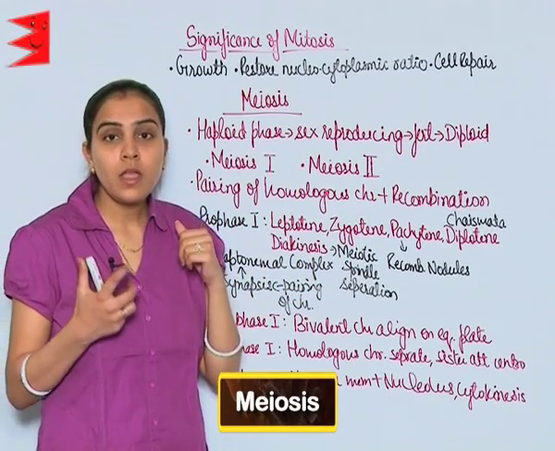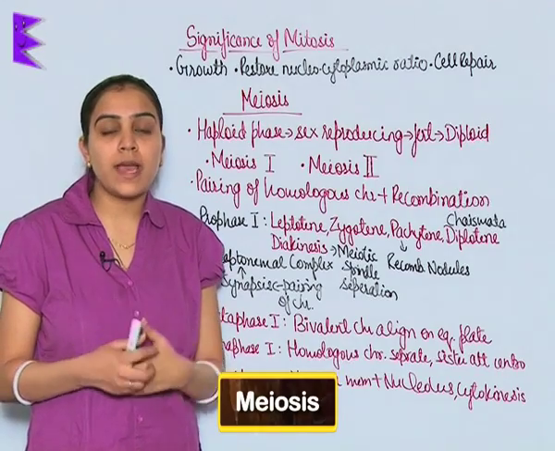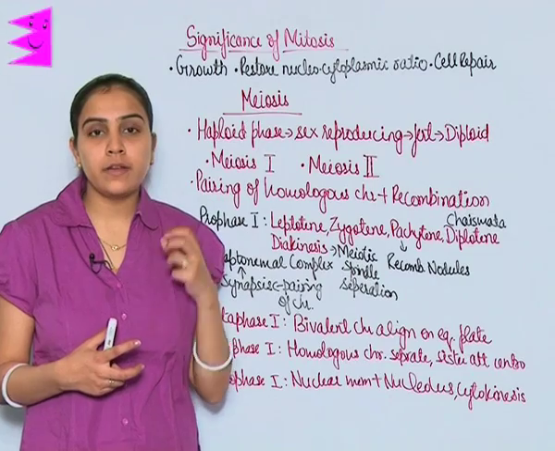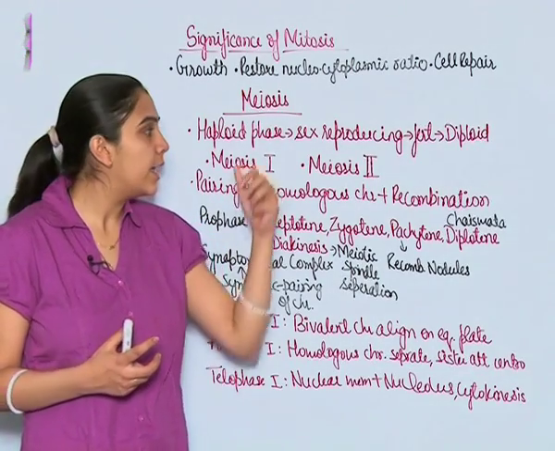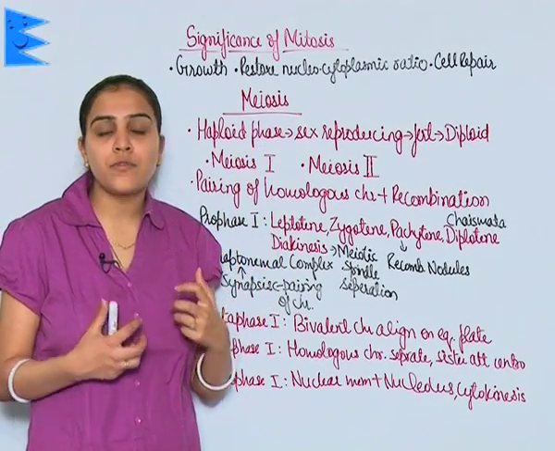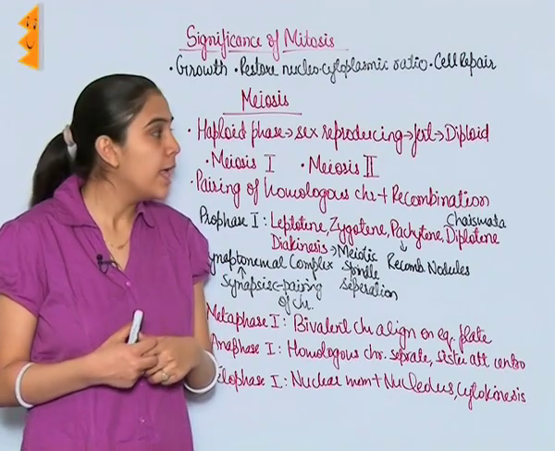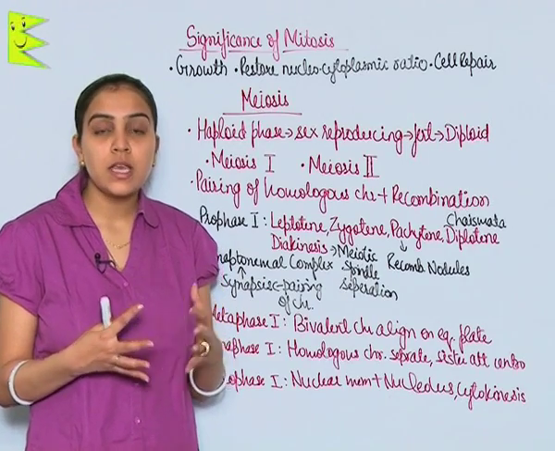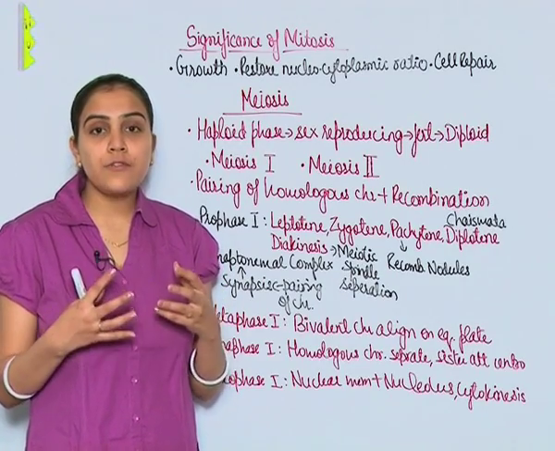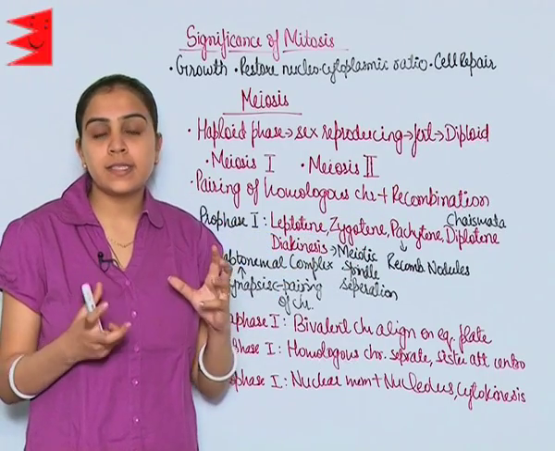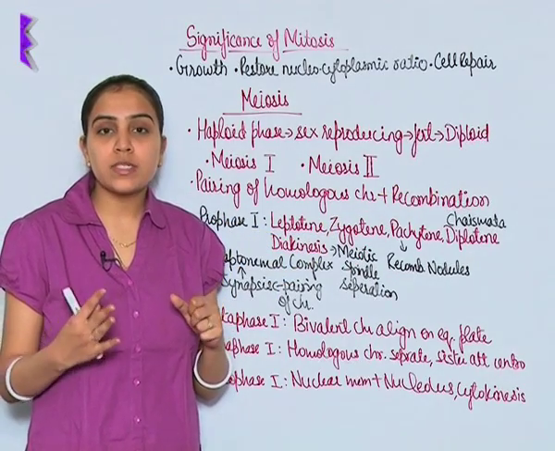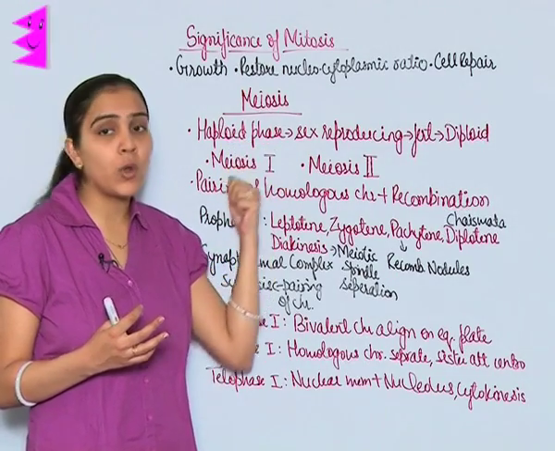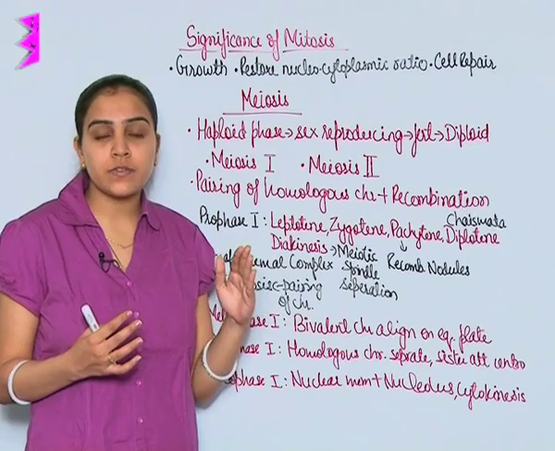Meiosis. Meiosis is also known as reductional cell division, as it helps in restoring and maintaining the haploid phase of the cell division cycle, because sexually reproducing organisms, when they fertilize, form diploid cells. Hence, meiosis takes place in them so that the haploid phase is restored.